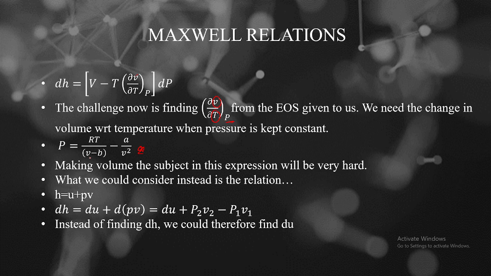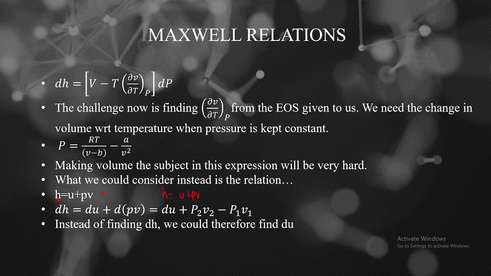But this is going to be very difficult to do, especially because we have V here and V squared here. So what we can do is look at expressing this in a way that we would have del P instead, looking at the change in pressure with respect to something, because it's easier to work with. So instead of starting directly from the enthalpy points, we can start from this expression where H is equal to U plus PV.